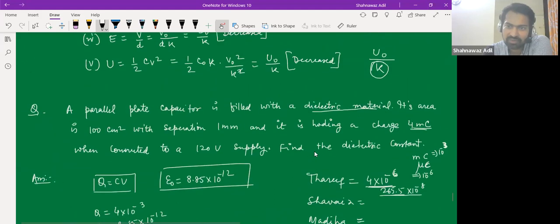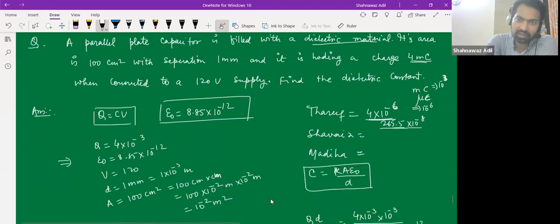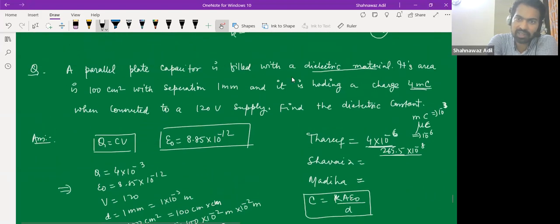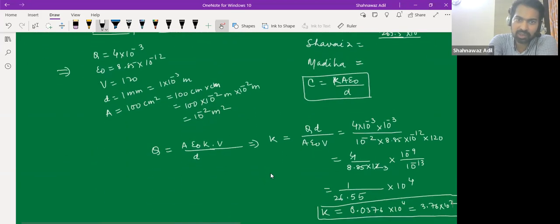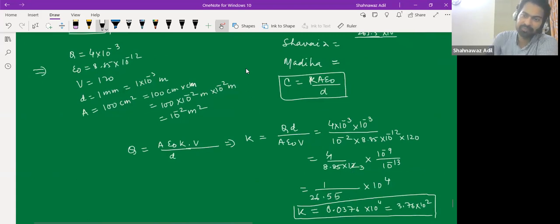So in this question, we have to find the dielectric constant. Please note it down, Madhya. Understood? Okay, you guys have already written the question, right? So just note down the solution. Please note it down, and in the next class we'll try to finish this part.